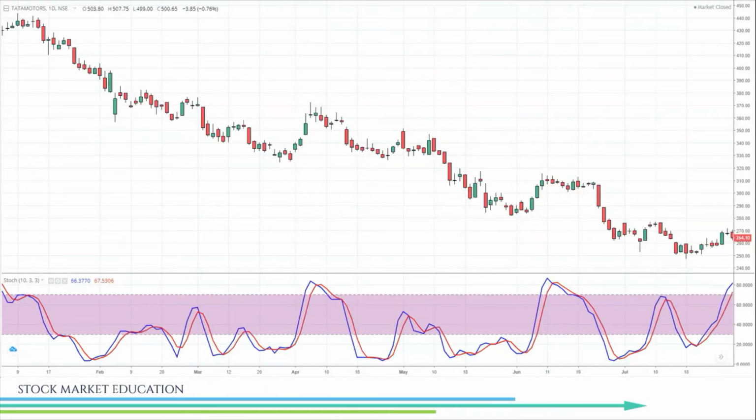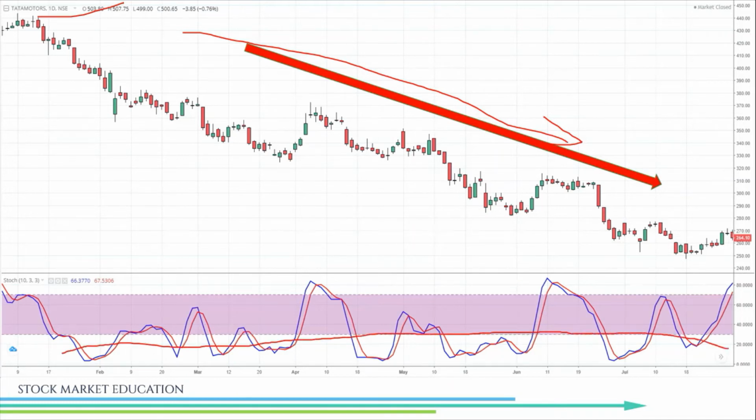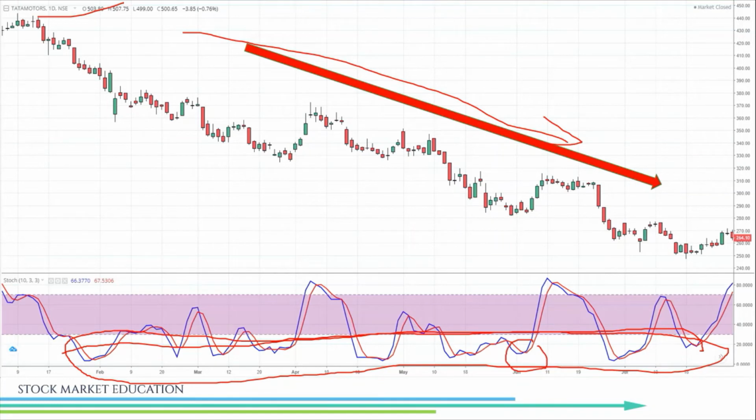Now similarly, what in a downtrend? Now there is a chart of Tata Motors daily chart, and as you can clearly see, there is a downtrend that was there. Now in a downtrend, the stochastics is, as you can see, most of the times in the oversold zone, right? So it doesn't mean that the buy signal is always a buying opportunity, right?